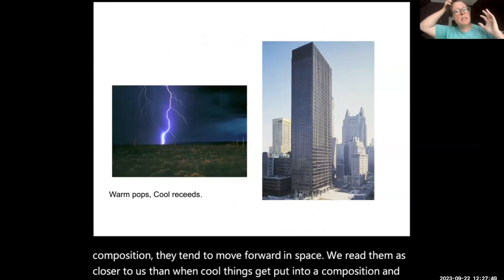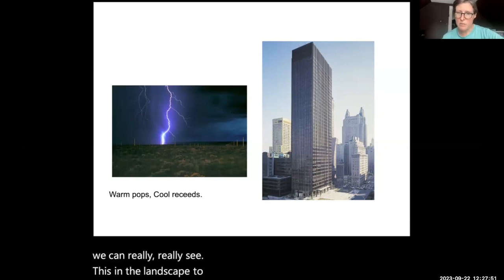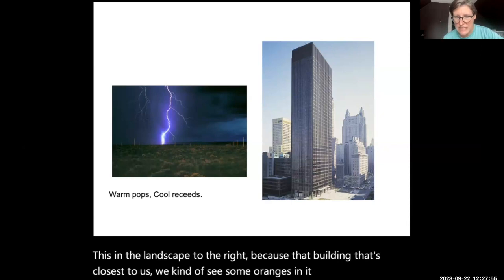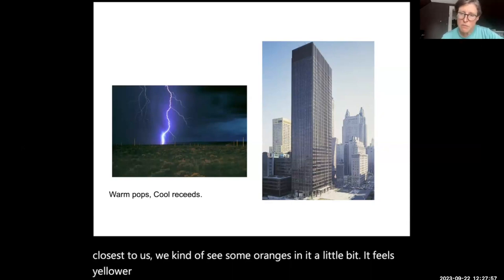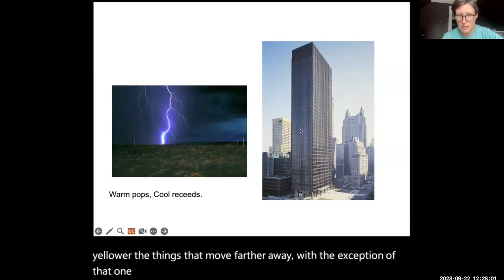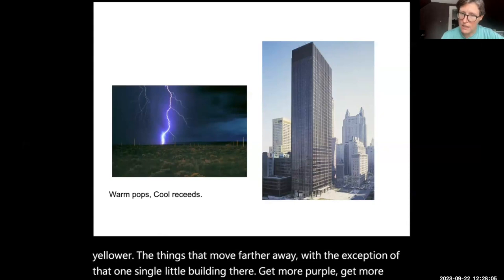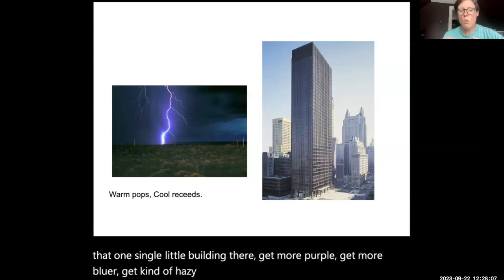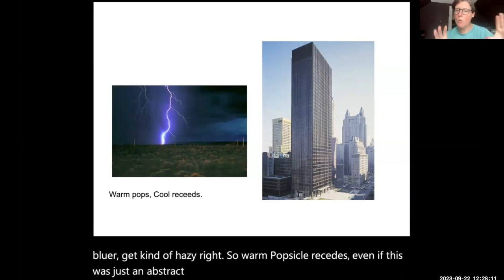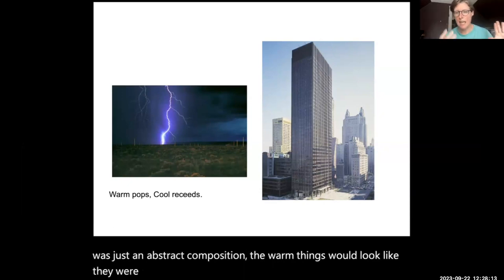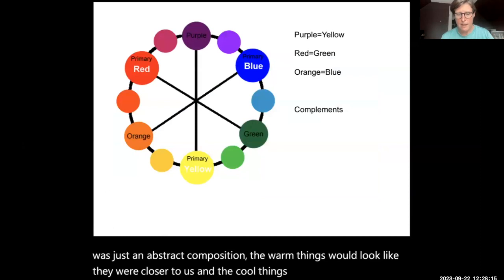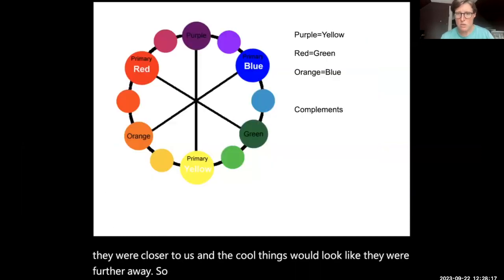We can really see this in the landscape to the right, because the building that's closest to us has some oranges in it and feels yellower. The things that move farther away, with the exception of that one little building there, get more purple, more blue, kind of hazy, right? So warm pops, cool recedes. Even if this were just an abstract composition, the warm things would look closer to us and the cool things would look further away. So know that in order to use it.